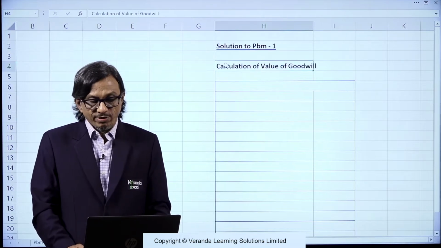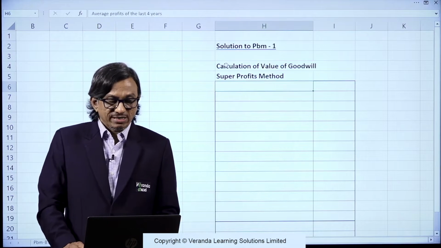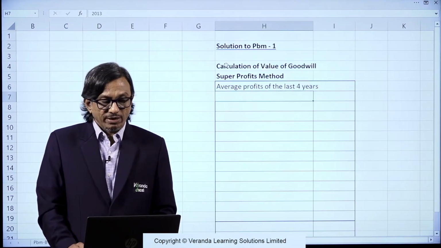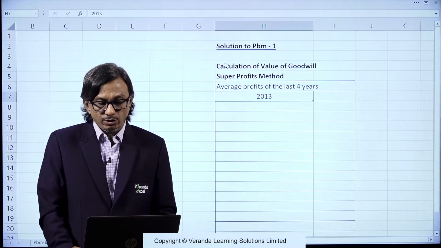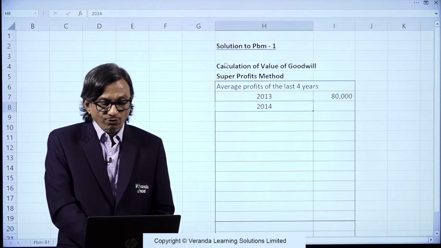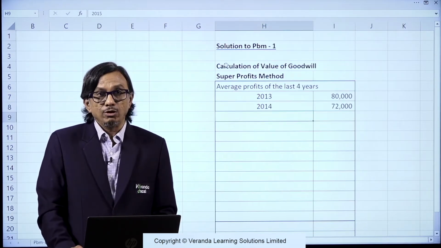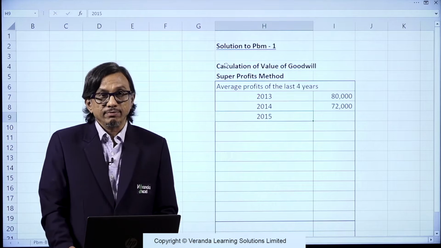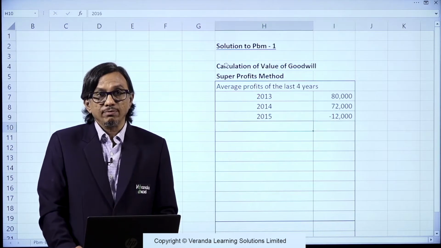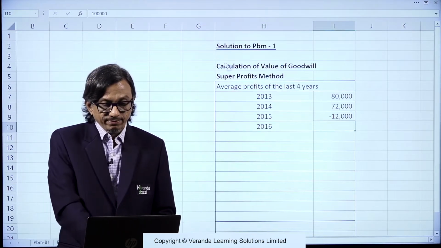Calculation of value of goodwill, super profits method. So what is the first step? We have to find the average profits of the last 4 years. 2013, 80,000. 2014, 72,000. 2015, that is minus 12,000 loss, and 2016, 1 lakh.